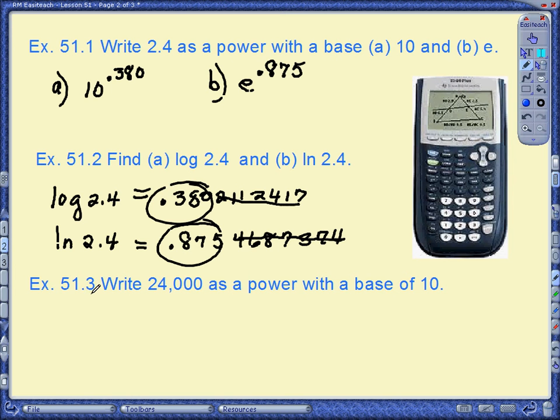We want to write 24,000 as a power with the base of 10. Okay, so we're going to do log, the common log, 24,000, and enter. And in this we get 10 to the power of 4.380. Okay, so 10 to that power, 4.380.